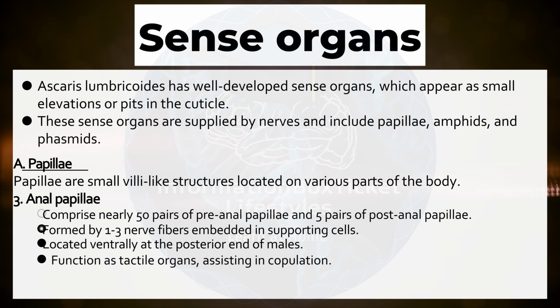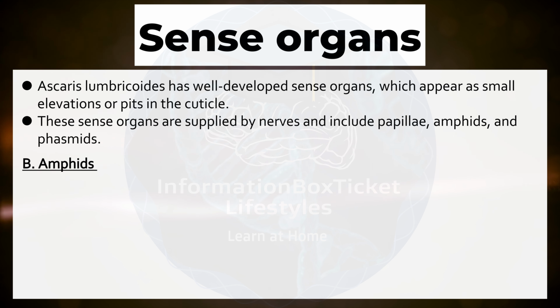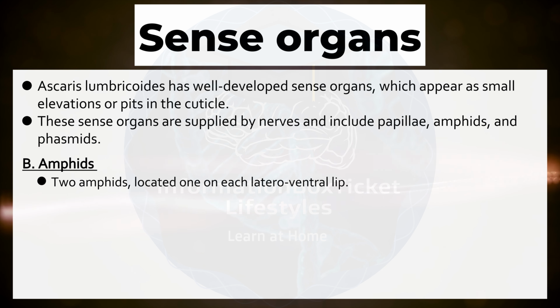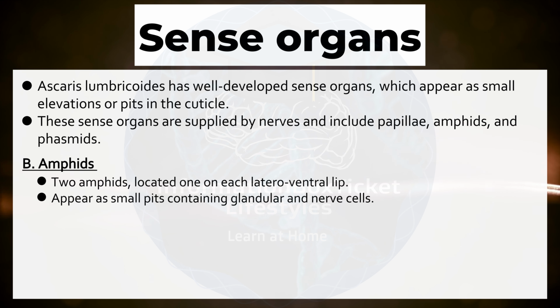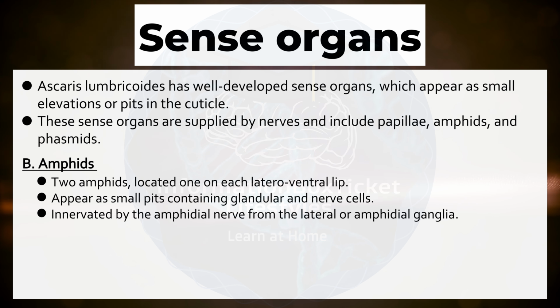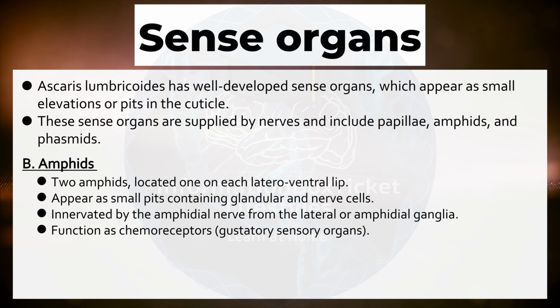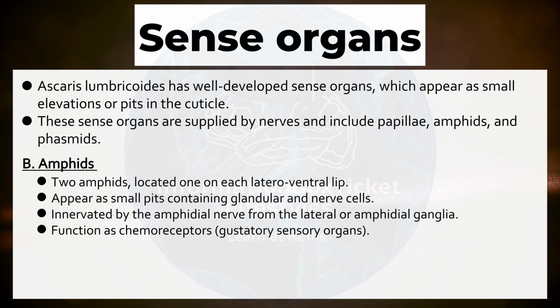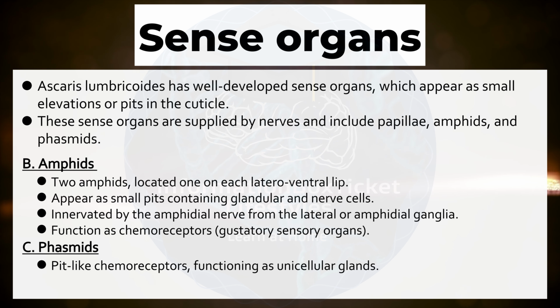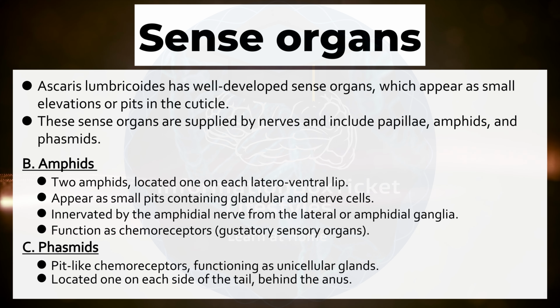B. Amphids. 2 amphids, located 1 on each lateroventral lip, appear as small pits containing glandular and nerve cells, innervated by the amphidial nerve from the lateral or amphidial ganglia, and function as chemoreceptors, gustatory sensory organs. C. Phasmids. Pit-like chemoreceptors functioning as unicellular glands, located 1 on each side of the tail, behind the anus.